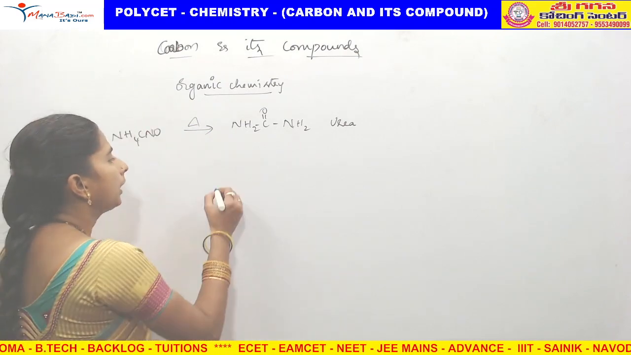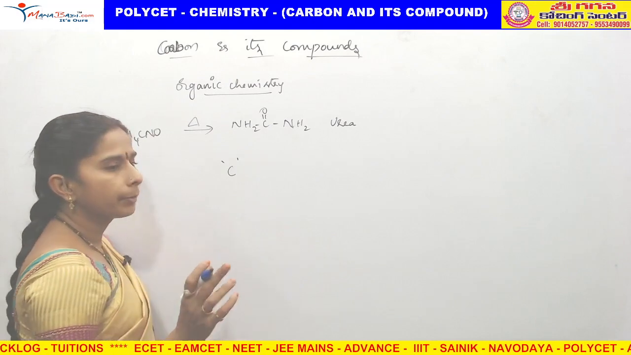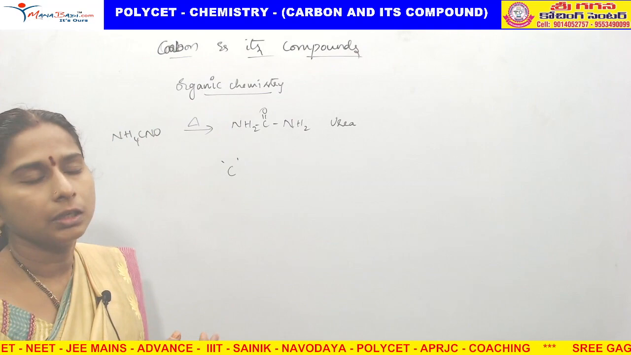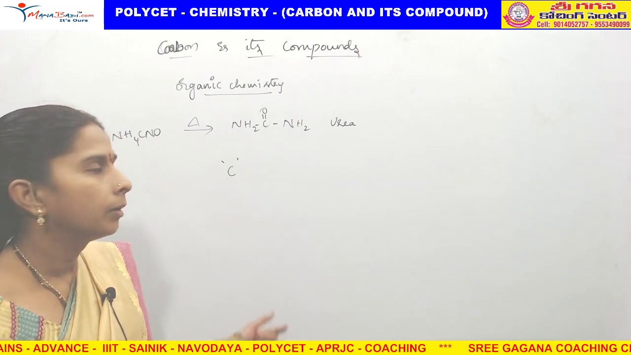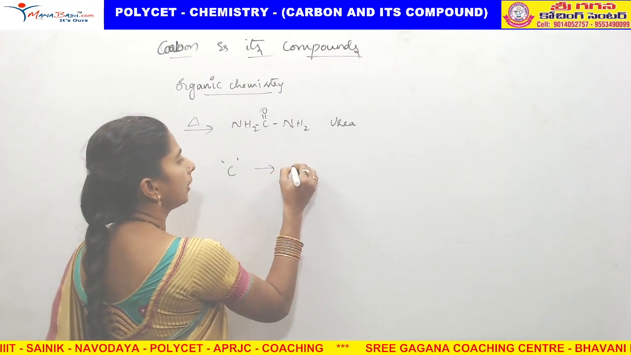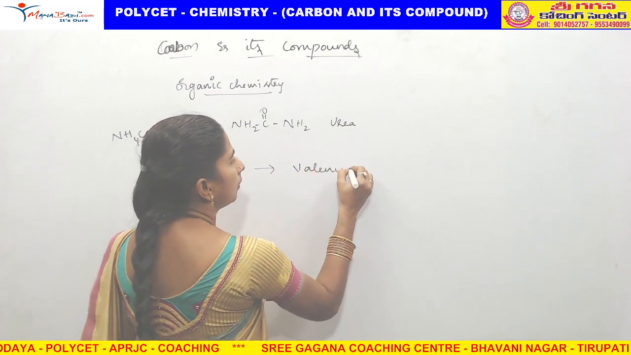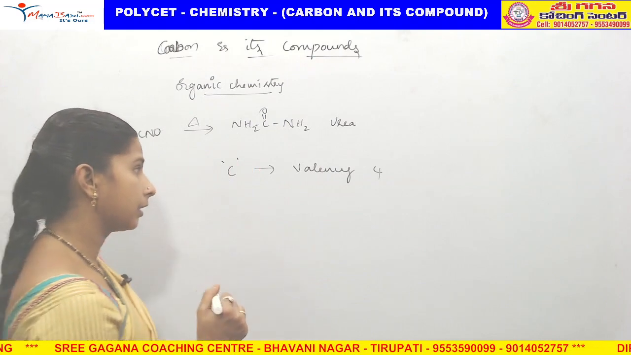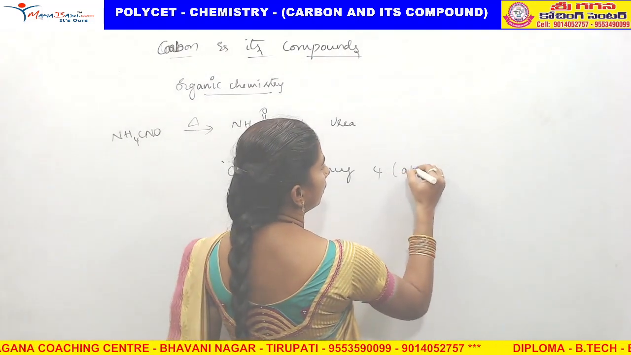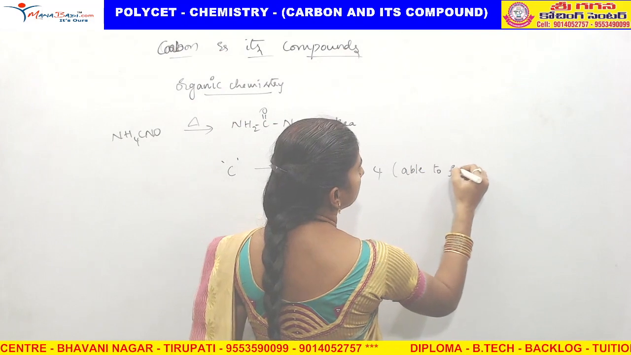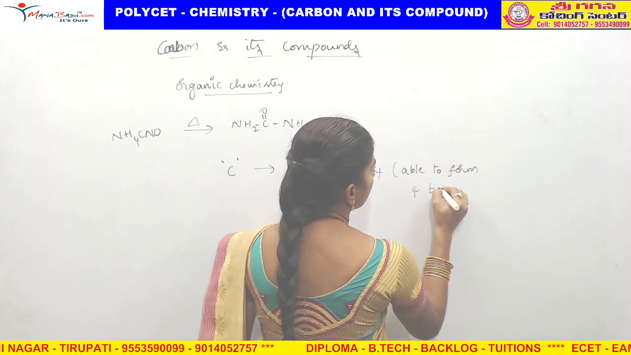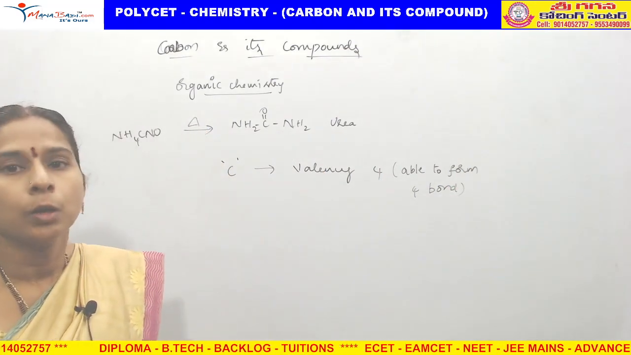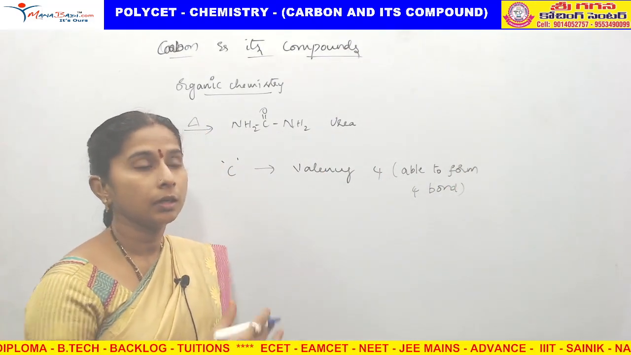Right. Why is carbon having that much importance in organic chemistry? Why not oxygen or halogen, or any other compound? Because carbon is having the valency 4. What is meant by valency 4? It is able to form 4 bonds. Is there no other element to form 4 bonds? Yes, there is. More than 4 bonds also they can form.